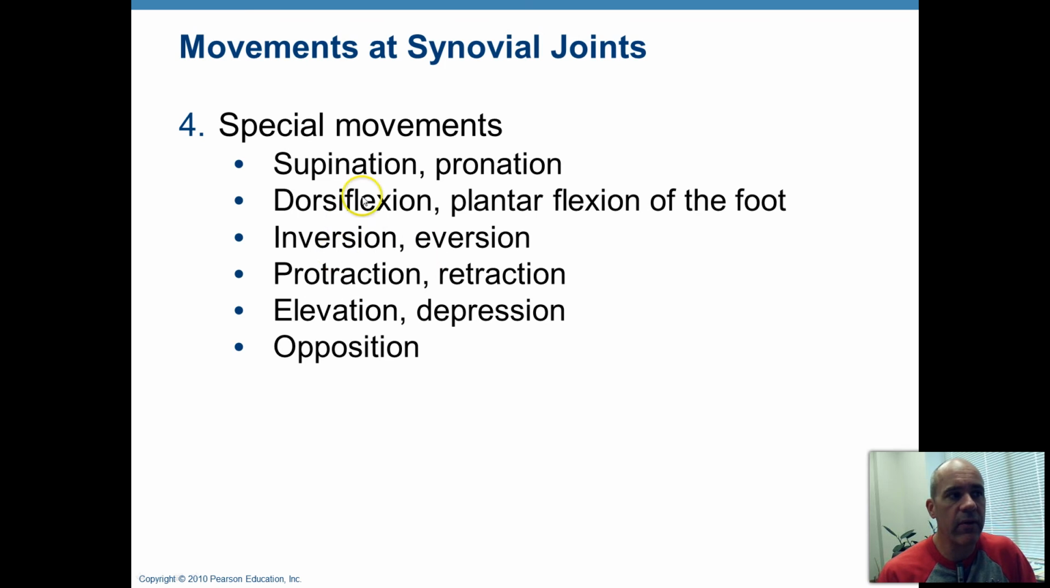Then there are some special movement terms that we'll learn, like supination and pronation. You may have heard of those before. Dorsiflexion and plantar flexion of the foot. The special terminology that's used there: inversion, eversion, protraction, retraction, elevation, and depression. So a lot of these you see here in that cluster, those five, those are considered antagonistic movements because they're opposite of each other. Supination is the opposite of pronation. Inversion is the opposite of eversion.